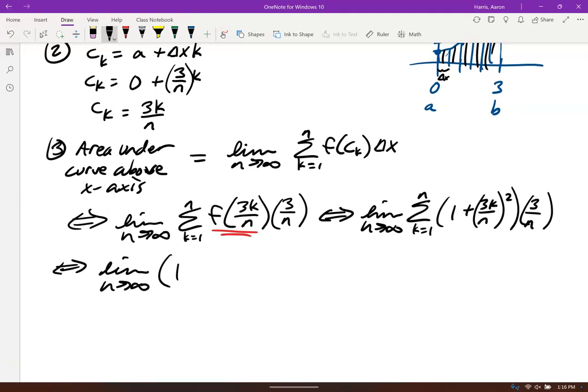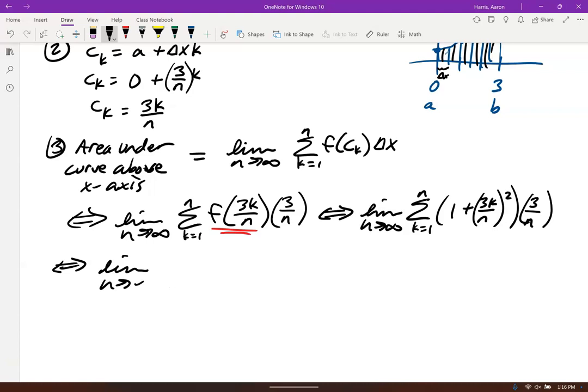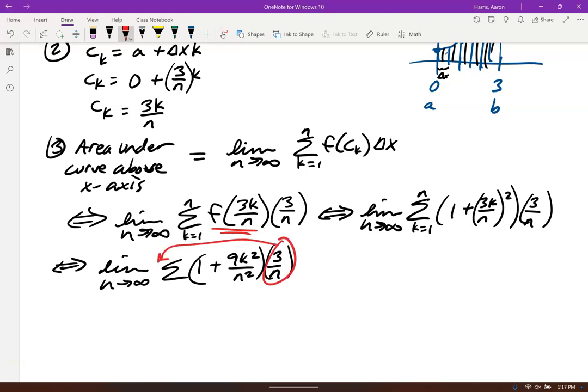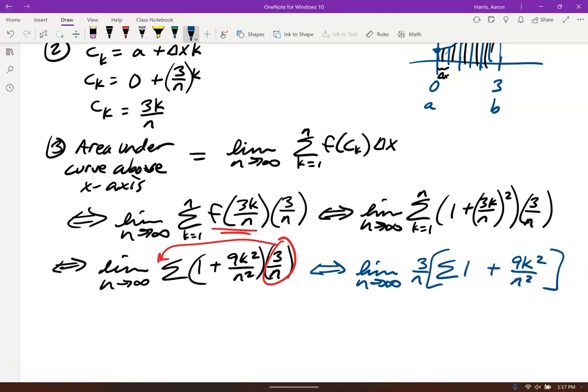1 plus 9k squared over n squared. This is multiplied by 3 over n. I'm going to put this 3 over n right there in the front. Remember, n's going to infinity. Limit as n goes to infinity, so I have 3 over n, and then the summation of 1 plus 9k squared over n squared, k being 1 to n.